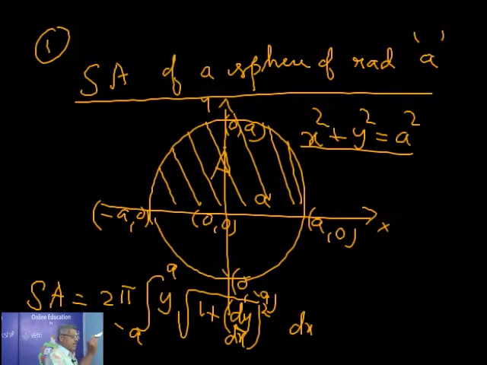Now let us find dy by dx and we will use this formula once again. Now consider x square plus y square is equal to a square. We are solving the problem right from the scratch. We are finding dy by dx in a systematic way. This is an implicit function. Y is not expressed in terms of x. X and y are connected.